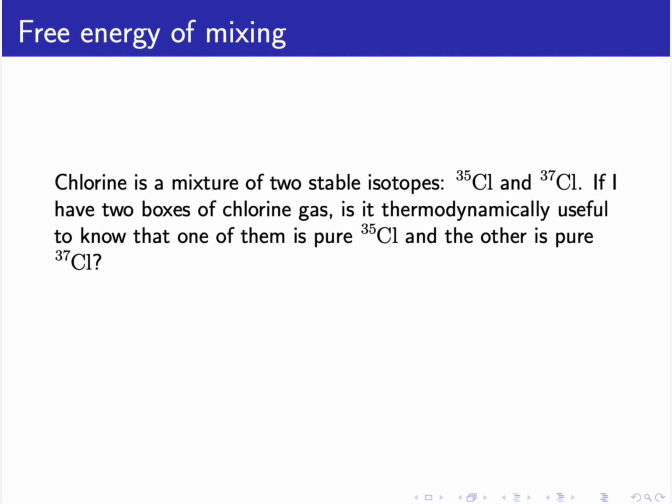Yeah. So here's another quick example just to make the same point. This is an example that's come up in some discussions of the Gibbs paradox. Suppose I've got one box that's full of chlorine 35 and one box that's full of chlorine 37, two different isotopes of chlorine. Is it thermodynamically useful to know that one of them is chlorine 35 and the other chlorine 37, rather than the usual mixture?